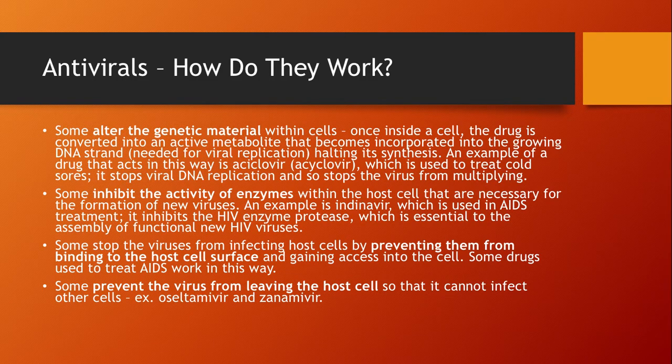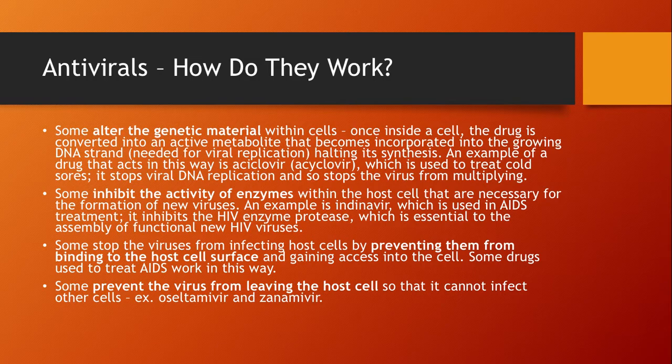So how in general do antivirals work? Okay, well, different ways, different methods. Some will alter the genetic material within the cells. Once inside a cell, the drug is converted into an active metabolite that becomes incorporated into the growing DNA strand, which is needed for viral replication, halting its synthesis. An example of a drug that acts in this way is acyclovir, which is used to treat cold sores. It stops the viral DNA replication and so stops the virus from multiplying.